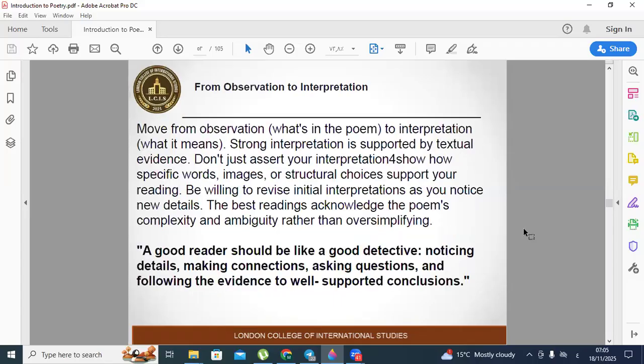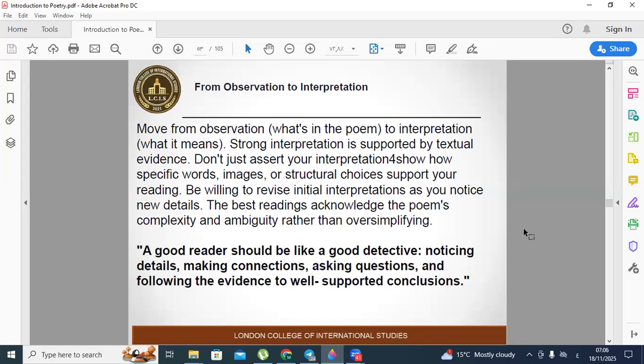Now let's go from observation to interpretation. Move from observation, what is in the poem, to interpretation, what it means. Strong interpretation is always supported by textual evidence. Do not just assert your interpretation without support. Do not say this poem is about death without showing how specific words, images, or structural choices support that reading. Be willing to revise initial interpretations as you notice new details.